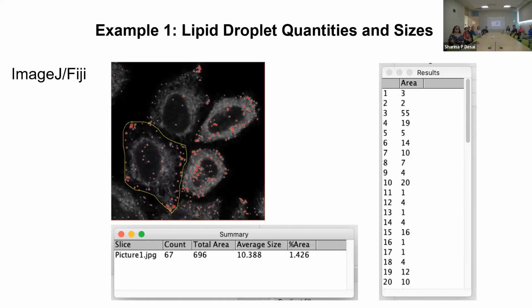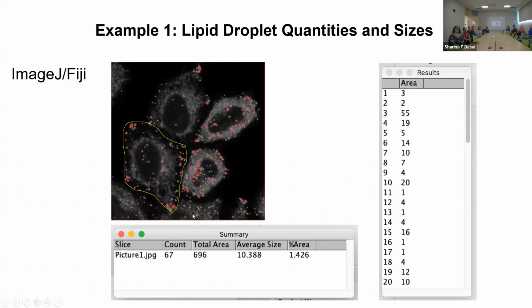And here you can use a free software, which I believe most of you already know: ImageJ, or now we call it Fiji, to quantify the cellular lipid droplets. First you can manually tell the software where the boundary of the cell is, then you can define it. And here the yellow line shows that I just used my mouse to draw the boundary of these cells.